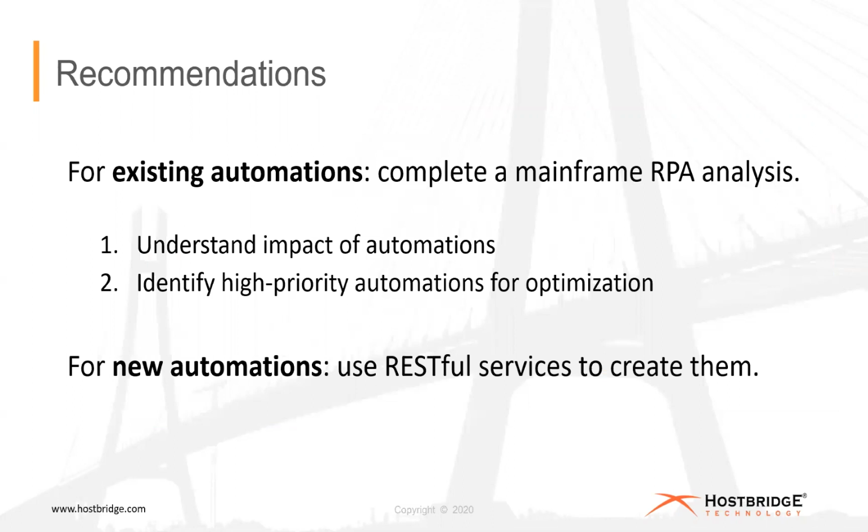So our recommendation for existing automations is to complete what we call a Mainframe RPA analysis. I'll talk about that in a minute. It'll help you understand the impact of your existing automations and identify high priority automations that you should optimize. And our recommendation for new automations is to consider some kind of RESTful or API-based service as the boundary between the RPA platform like Blue Prism and your mainframe. We hope you would look at us, but even if you don't, my advice would be the same. If you're doing production level work at scale, at volume, please find a way to avoid emulation and screen scraping as the integration technique from the RPA platform to the mainframe.